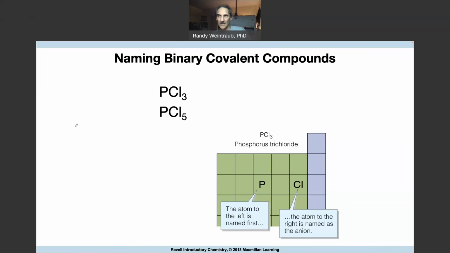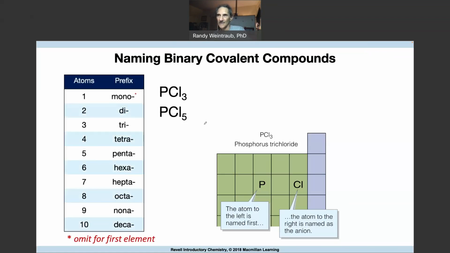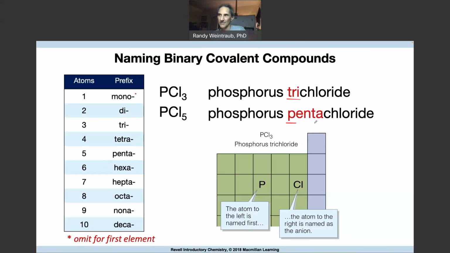Because covalent compounds can form in different ratios, we have to use a prefix before each element. However, if the prefix for the first element is 1, mono, we drop that. And that's the case here. We don't say monophosphorus, it's just phosphorus trichloride and phosphorus pentachloride, for 5 chloride.